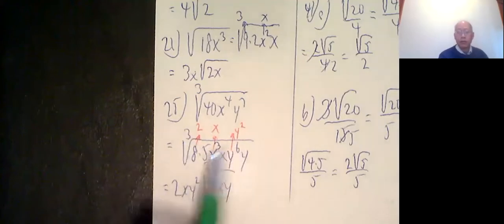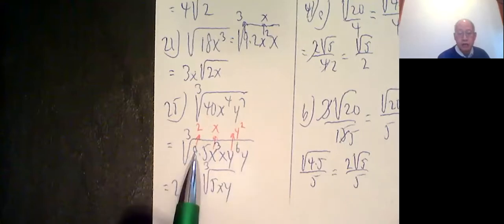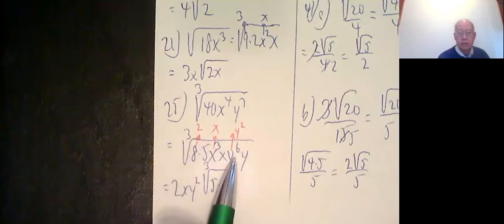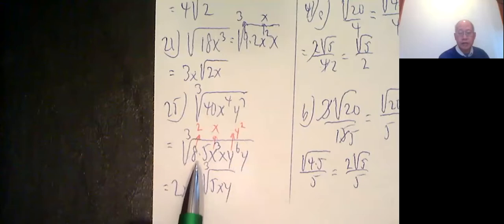So in red are all the perfect cubes. Okay, the cube root of 8 will come outside and become a 2. Cube root of x cubed will become an x. Cube root of y to the 6th is y squared. So outside 2xy squared, and left inside are the cube root of 5x and y.